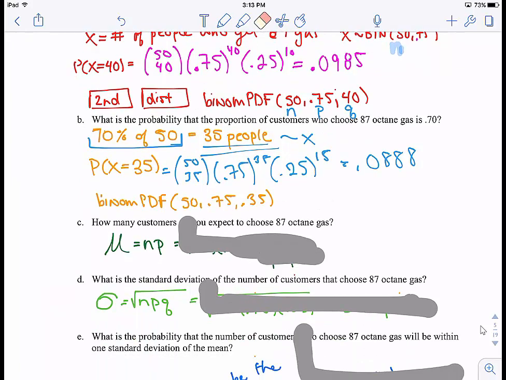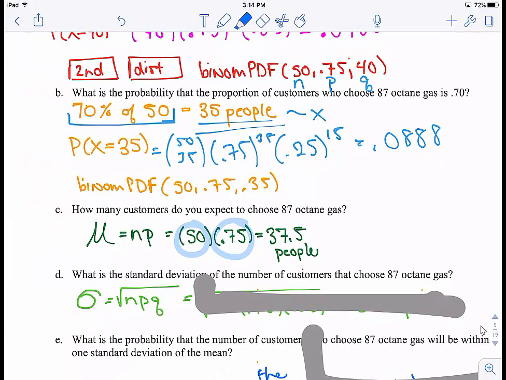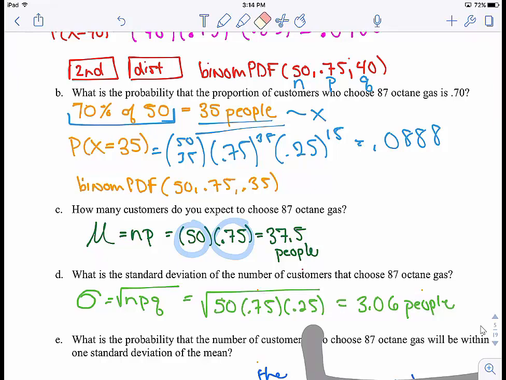Now let's look at the expected value and standard deviation. We are literally just going to plug into the formula. How many customers do you expect to choose 87 octane gas? That's finding the average. So that's N times P, 50 times 0.75, or 37.5 people. The standard deviation then is the square root of NPQ. So plug that in, 50 times 0.75 times 0.25, and that's 3.06 people.